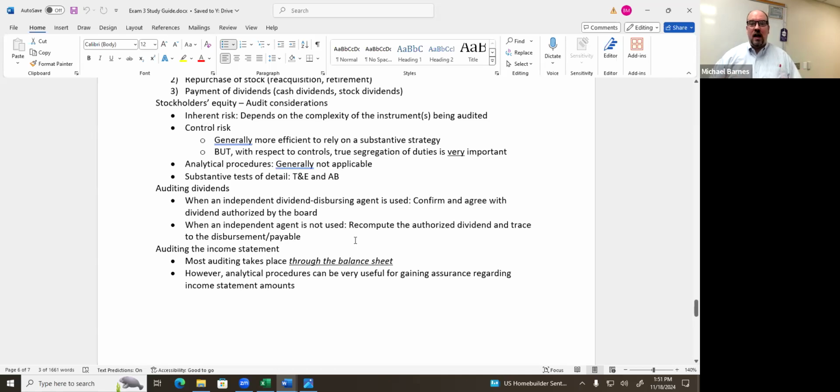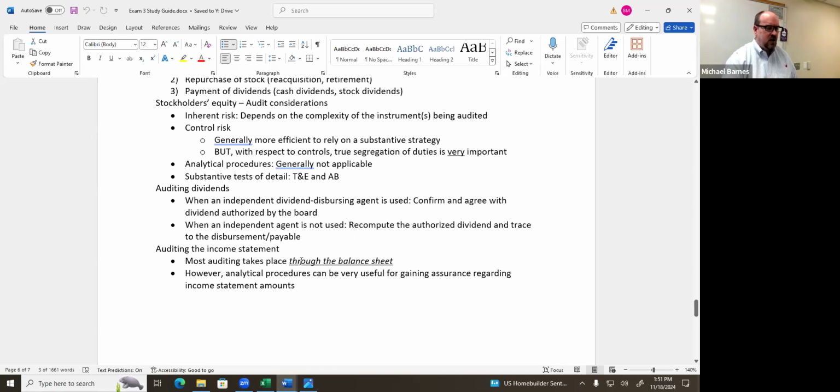So again, the goal here is not to say specifically what language I use, but do you understand the assertions that are being tested in the scenario? With dividends, we're very, very concerned that anything that was being dispersed is properly recorded, completeness, and that it's being recorded at the proper amounts, VAA. So that's what this is referring to here. We'll talk a little bit more about that when we get to the practice exam.